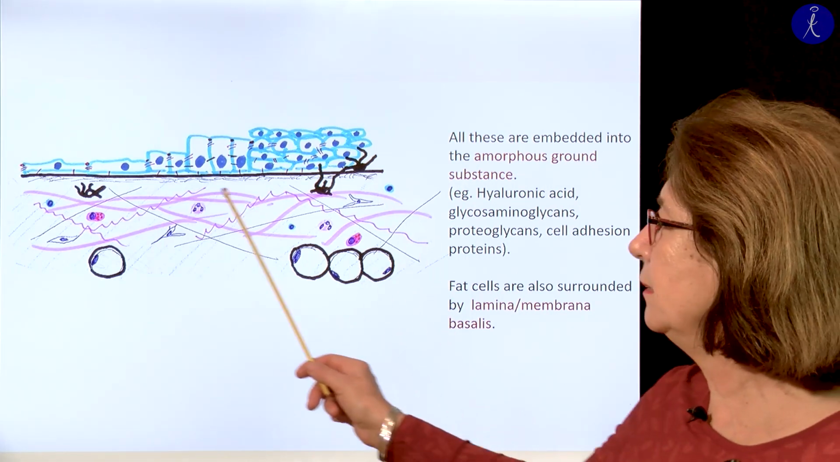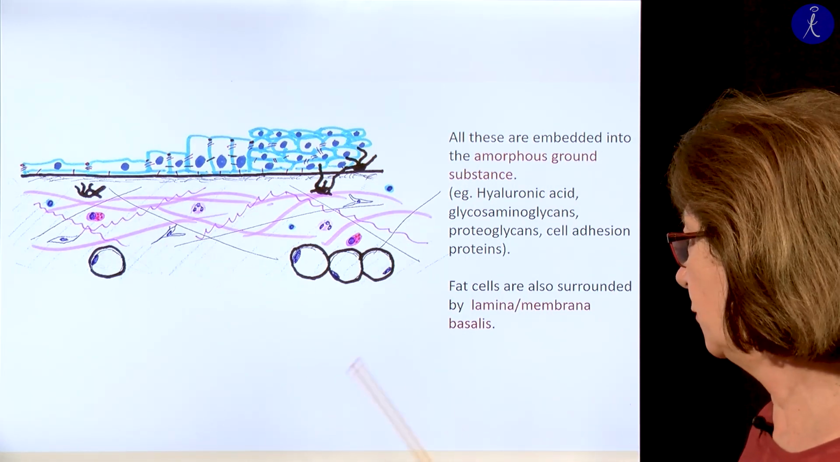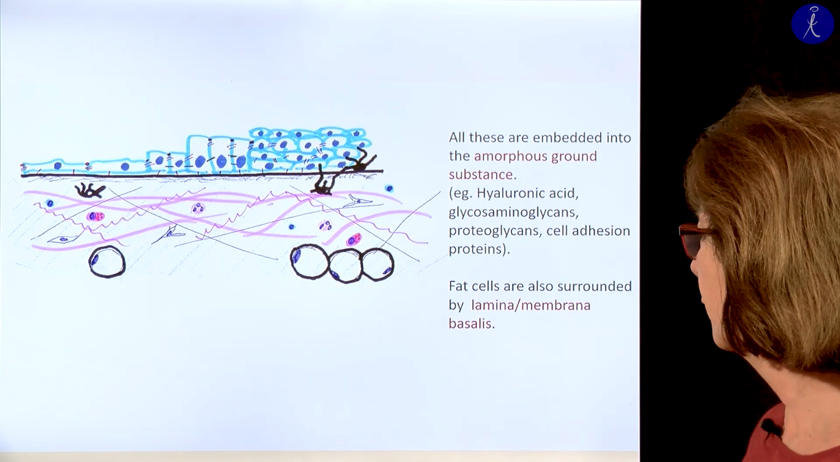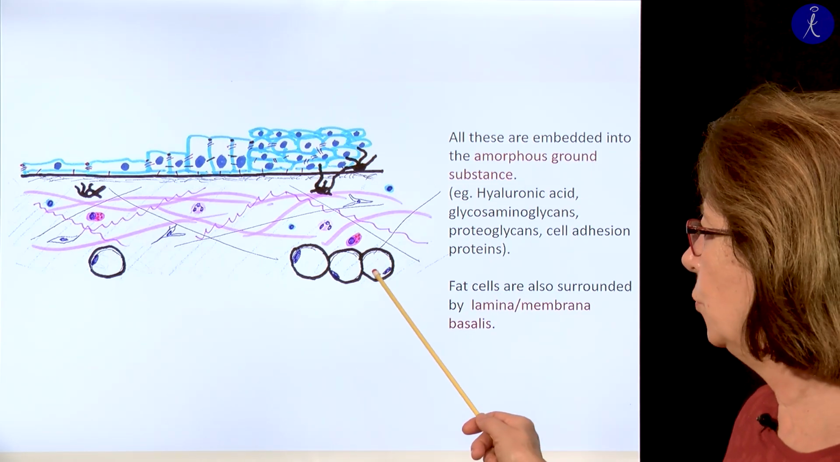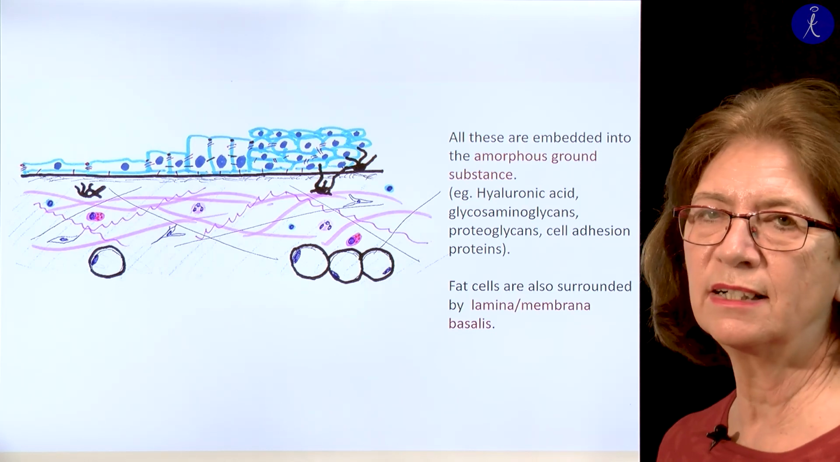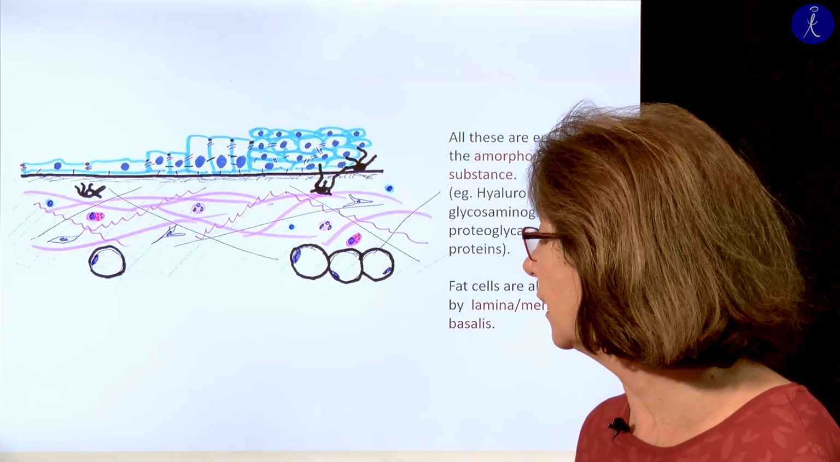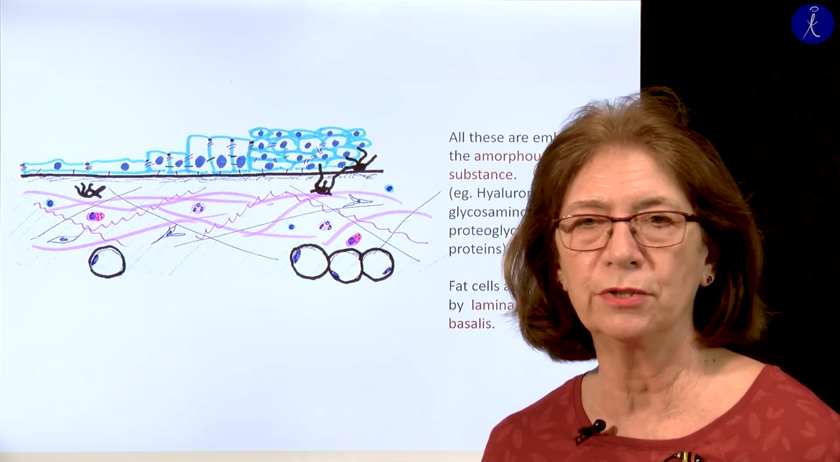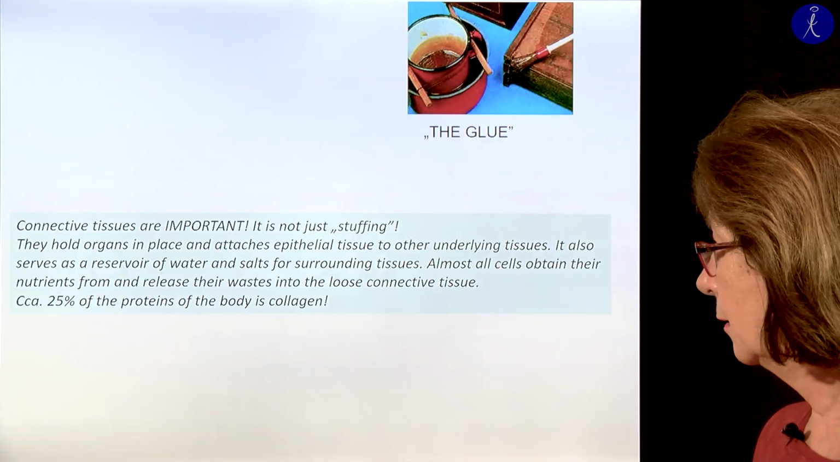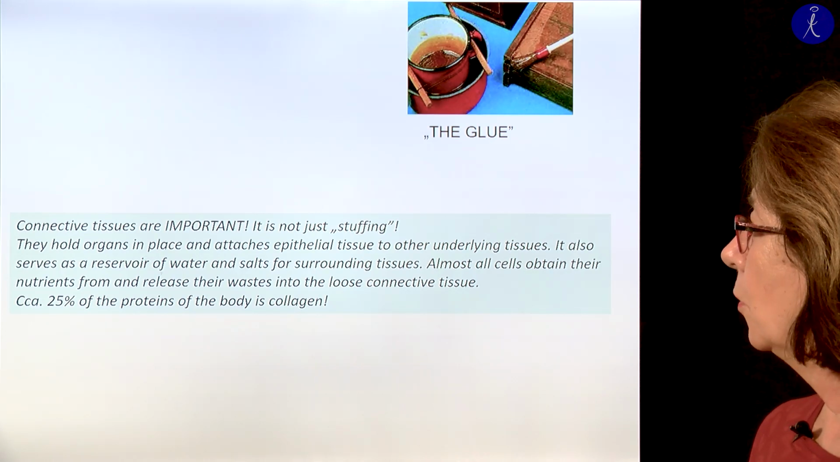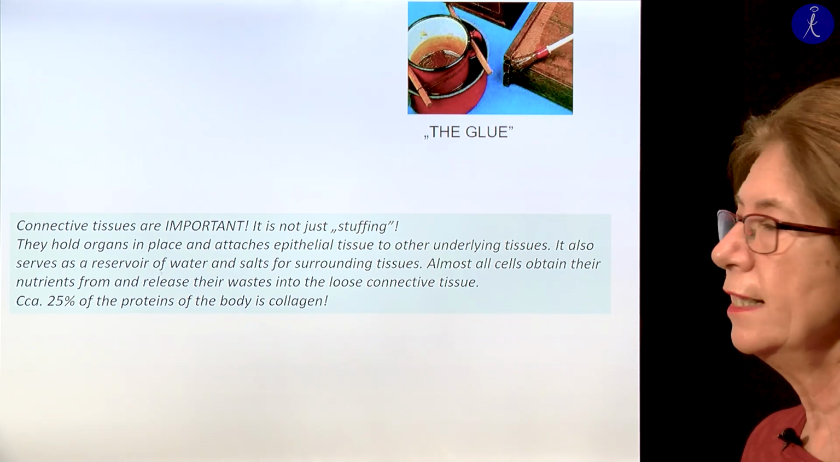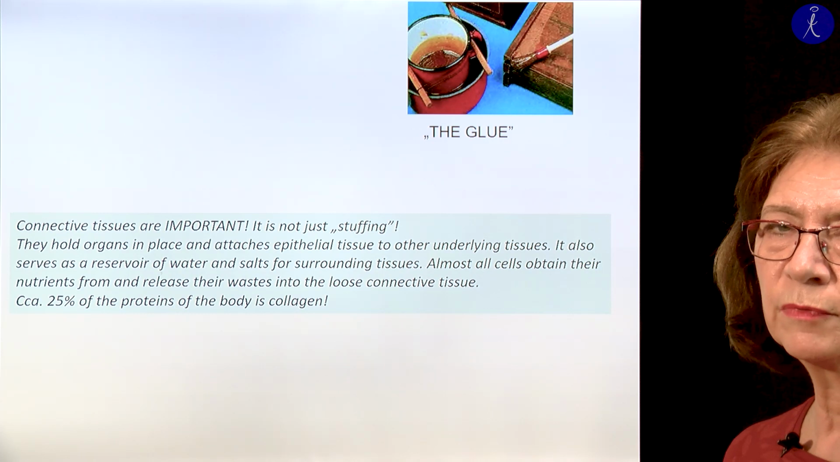And all this is embedded into an amorphous ground substance which consists of different molecules. And here I showed also that the fat cells are very selfish cells, so they would like to separate themselves from everything else. They have also a basement membrane on the surface. That's a unique thing. Okay, so connective tissues are very important.